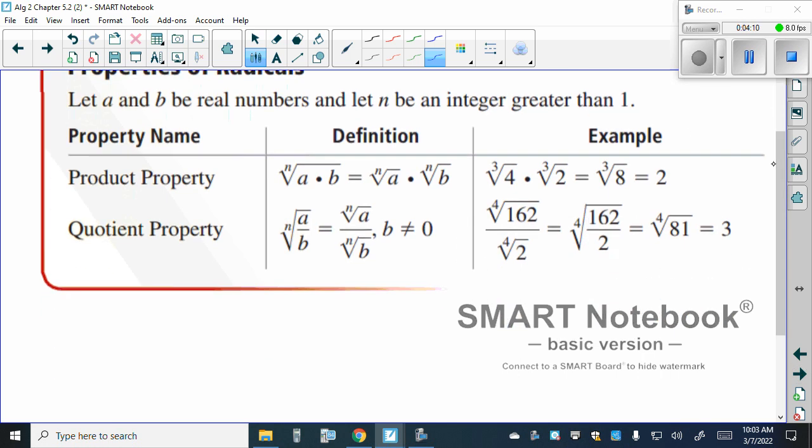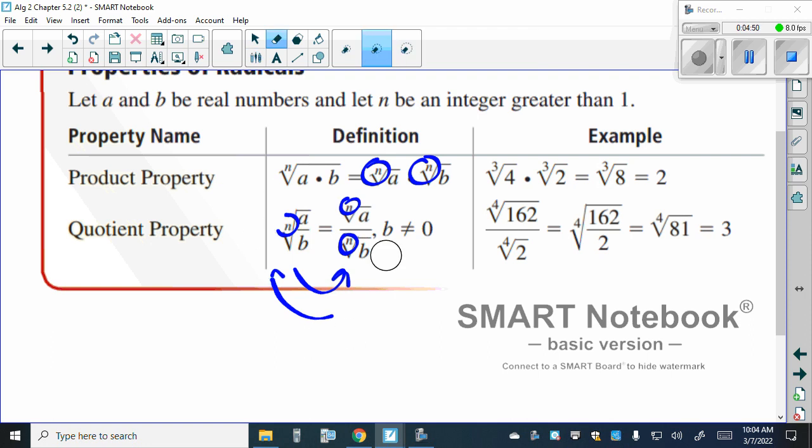Now our product property states that the nth root of a times b can be rewritten as the nth root of a times the nth root of b, which y'all have done before. Y'all did that in Algebra 1, where we can break radicals apart and put them together. But the key is that the index of the root has to be the same. When we multiply or divide, for us to be able to put them together or pull them apart, that root has to stay the same. And the same for the quotient. When we divide, either going this way, splitting them up, or going the other way around, the root has to be the same.